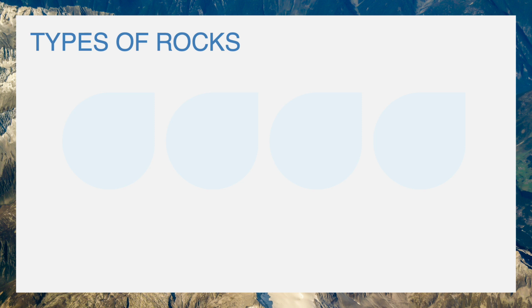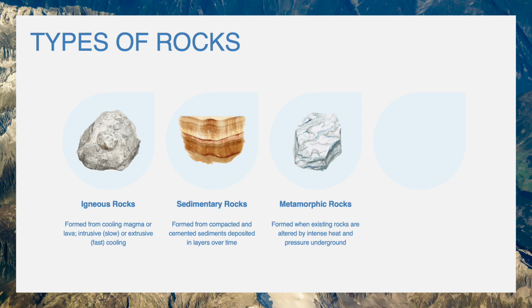The key idea is that rocks are not fixed forever. Over millions of years, rocks are constantly being formed, broken down, changed, and reformed. There are three main types of rocks. We've got igneous, sedimentary, and metamorphic. The difference between them is not just what they look like, but how they form. Igneous rocks form when molten rock cools and solidifies. The molten rock below the Earth's surface is of course called magma, and when it reaches the surface it's called lava. I'm sure everyone knows that already.